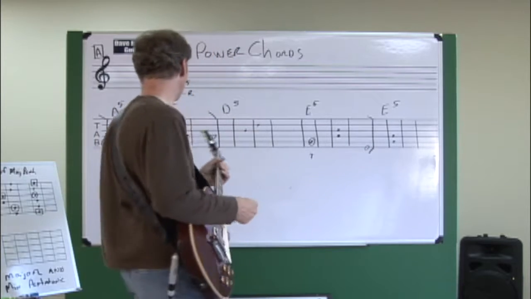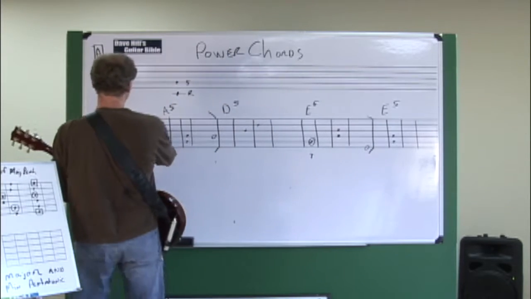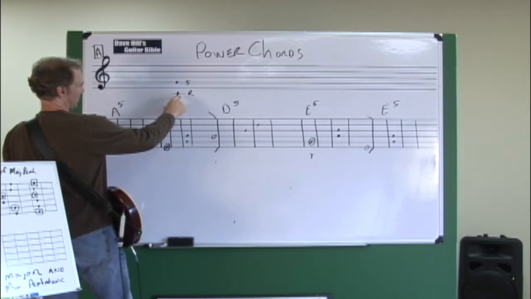and that's called a power chord. You might also see it written as 5 or A5. A5 simply means it's just the root and the fifth.